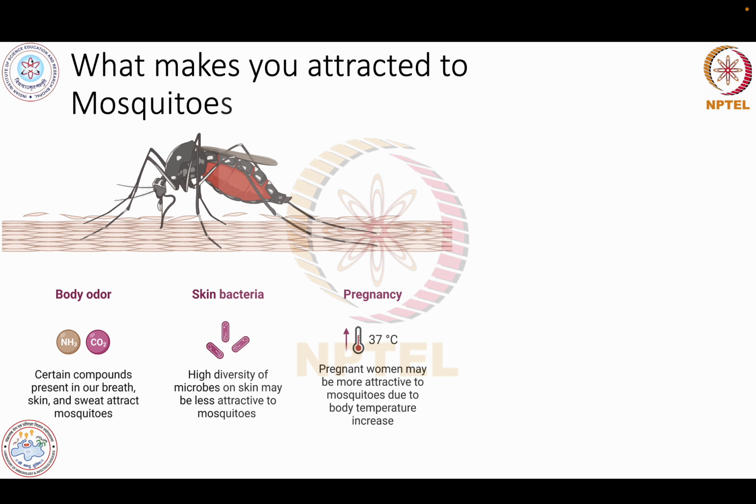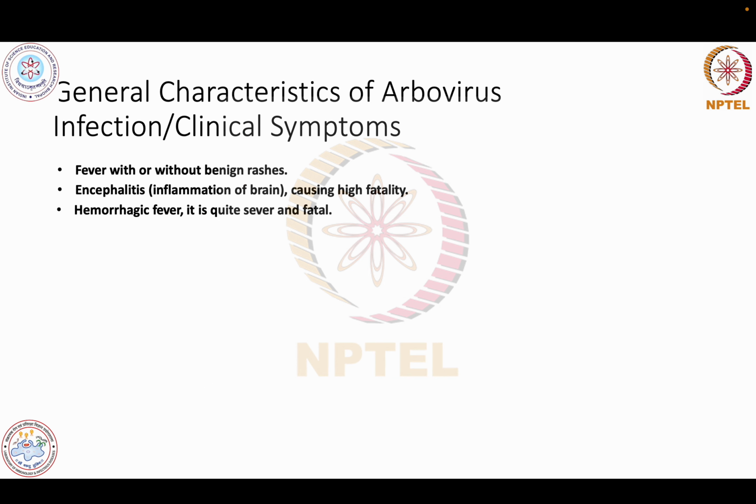So, what makes us attractive to mosquitoes? Body odor. Certain compounds like ammonia and carbon dioxide present in our breath, skin, and sweat attract mosquitoes. Skin bacteria: a high diversity of microbes on the skin may be less attractive to mosquitoes. Pregnant women may be more attractive to mosquitoes due to an increase in body temperature.